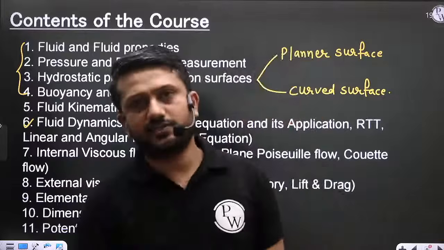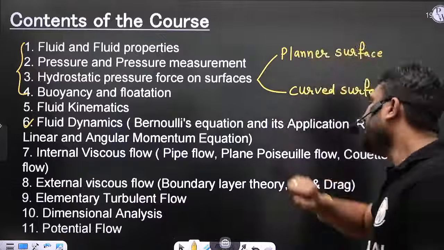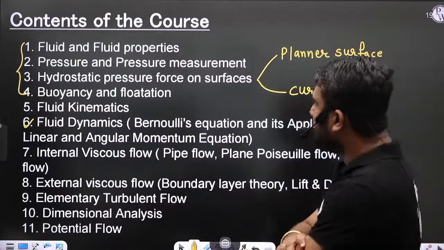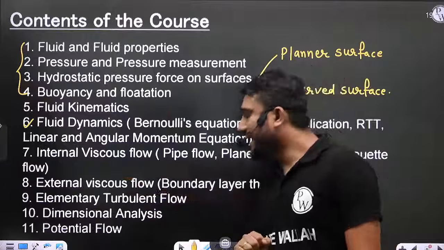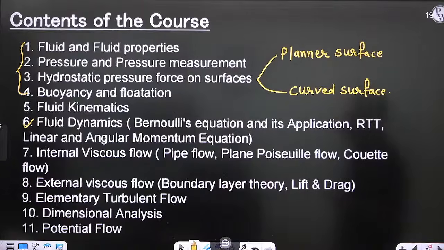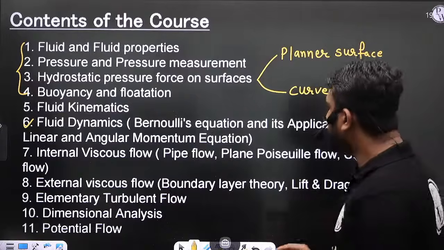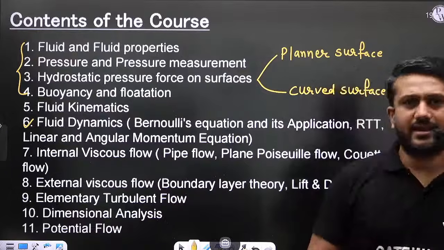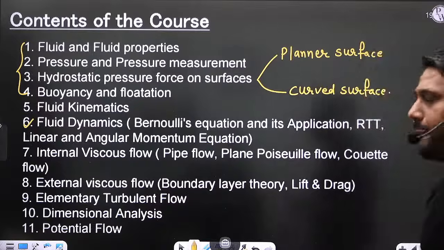In the internal viscous flow chapter, you are getting topics related to pipe flow, plane Poiseuille flow, and the Couette flow, right? After completing internal viscous flow, the next chapter is external viscous flow. In external viscous flow, there are two very important topics. One is the boundary layer theory, and the next one is lift and drag, right? Boundary layer theory is very important.